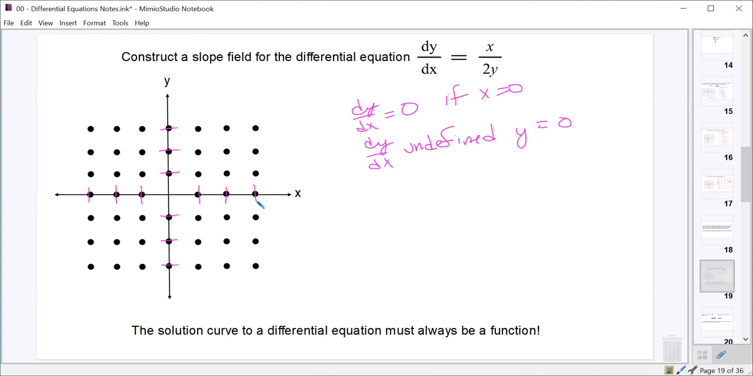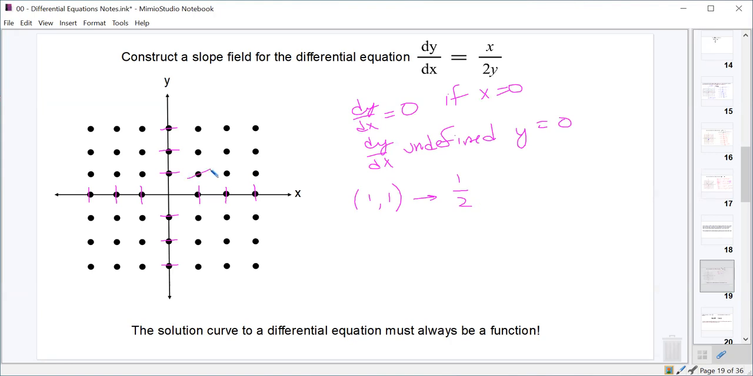And the technique for all the rest of this is going to be start in the first quadrant and kind of just pick a point. Let's pick the easiest one. Let's pick the point 1, 1. 1, 1 would give us 1/2. So at 1, 1, we're going to draw a slope of 1/2.